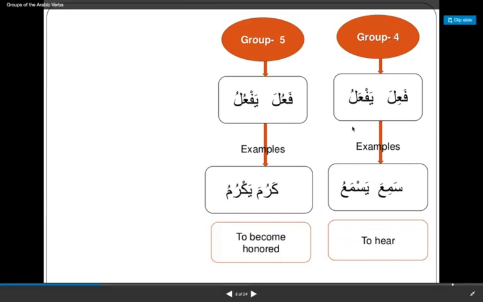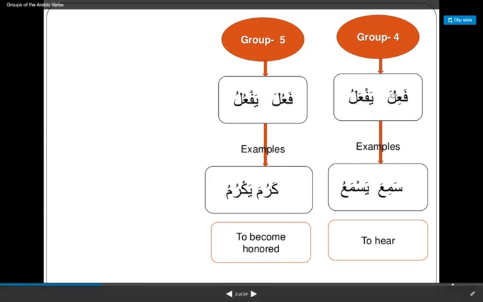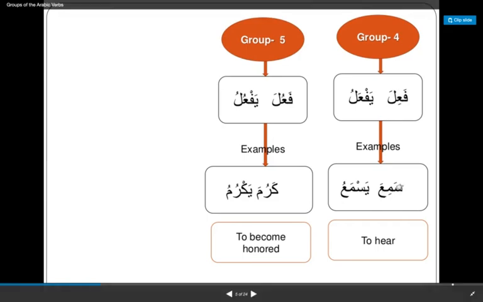Now we have the 4th group, also 3-letter verbs. Here we change the second haraka in the simple past, فَعِلَ, يَفْعَلُ. So the change is in the simple past. Example like سَمِعَ. We don't say سَمَعَ, we don't say سَمُعَ, we say سَمِعَ. And the present tense is يَسْمَعُ. In English, it means to hear.